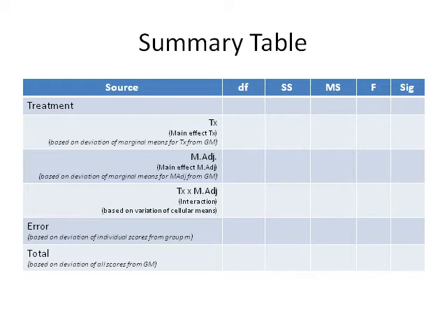A new term is also partitioned from the treatment or between subjects term, and that is the interaction effect. The interaction is the joint effect of the two independent variables on the dependent variable, and it is analyzed by considering how cell means vary from each other. The error, or within subjects term, is once again computed by analyzing how individual scores on the dependent variable deviate from the mean of each cell or each group.